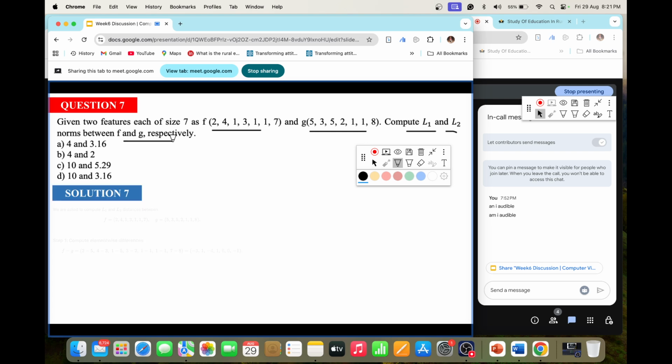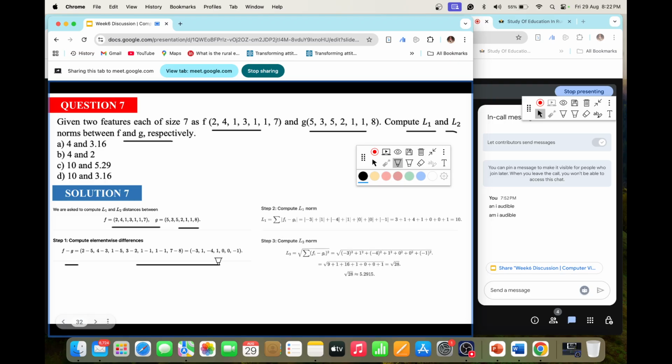So for the L1 and L2 norms, you have f, you have g, and you take f minus g. Okay, just get f minus g. F minus g is this, and for the L1 norm, this is the formula. What you do is take the mod of each difference. So mod of -3, mod of 1, mod of -4, mod of 1, mod of 0, and like this, mod of 1. And L1 is coming 10.